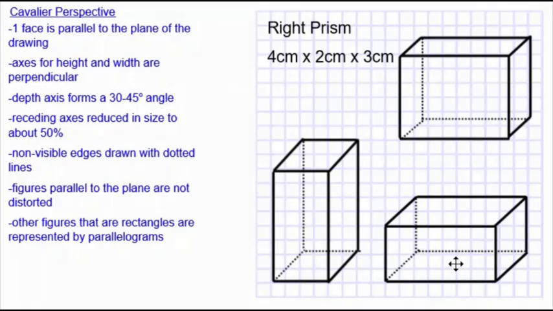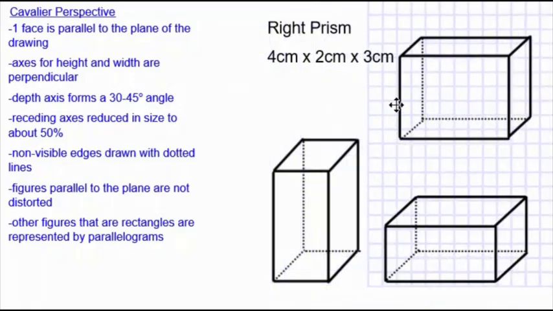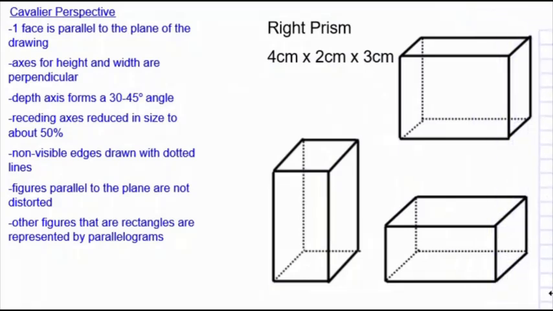A right prism is a relatively simple shape, though. What about if we have a triangular prism? Let's move this out of the way, and we'll think about what happens when we draw a triangular prism.